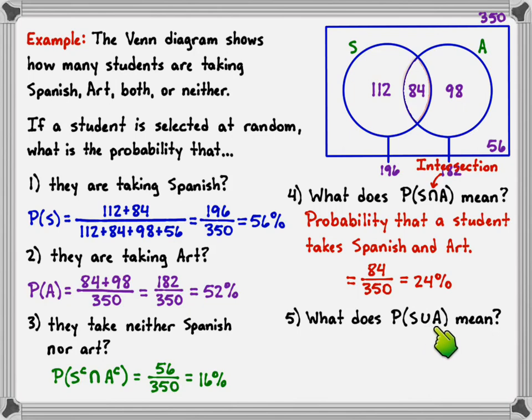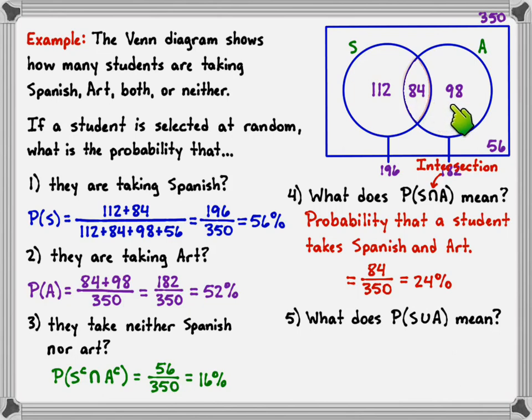Spanish or art. Well, remember in the last frame, in the warm-up, I said when you hear the word or, remember what's the other word for that? That's union. When you hear the word or, you're thinking 3 pieces of the puzzle. Okay? So is this group taking Spanish or art? Yes, they are. Is this group taking Spanish or art? Yes, they are, because they are taking both. Remember, the and is part of the or.